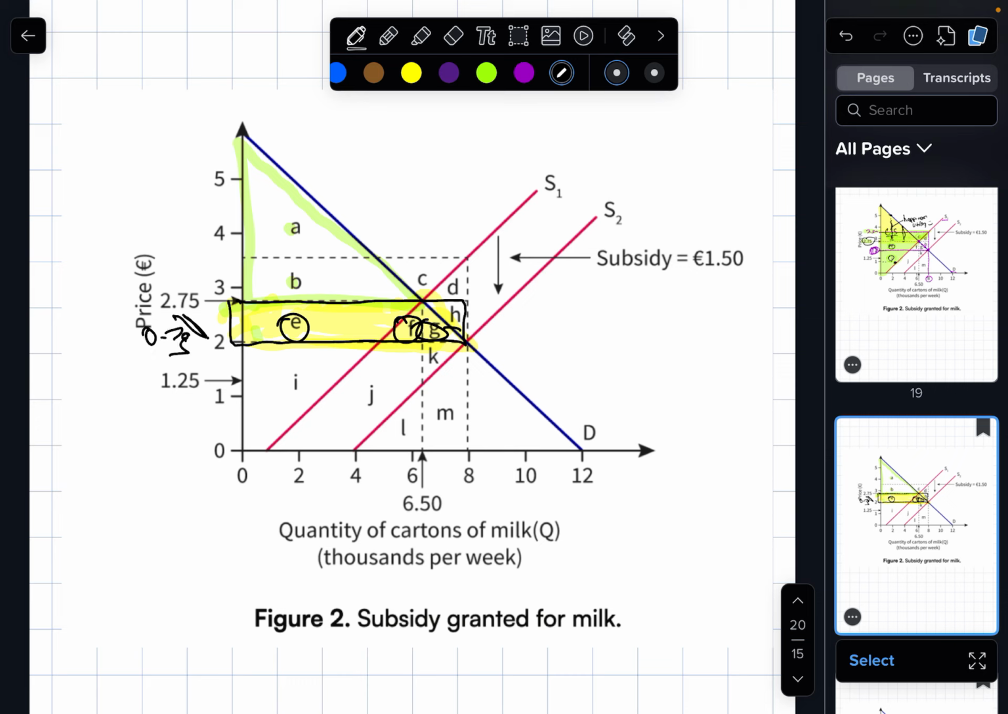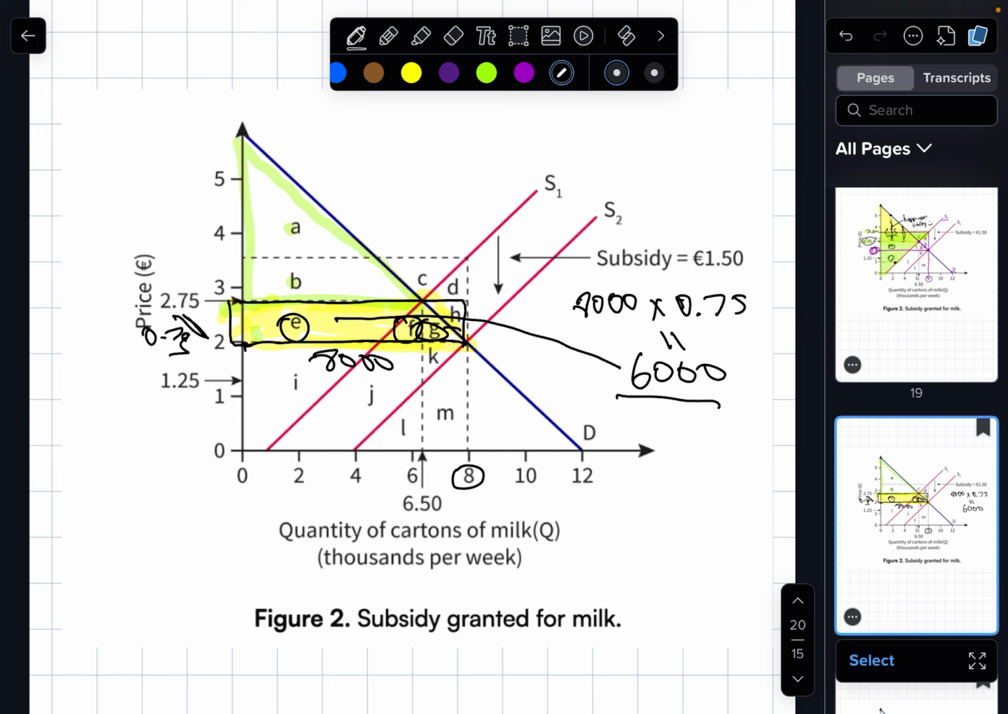I would then calculate the distance between here and here, so 0 and 8. So that's 8,000. So that's now just a simple multiplication question. 8,000 times 0.75. Some people can probably do that in their head. 3/4 of 8,000 is 6,000. So we know this whole box is 6,000. Now that's not what we want though, right?